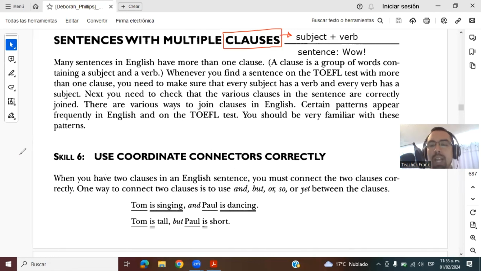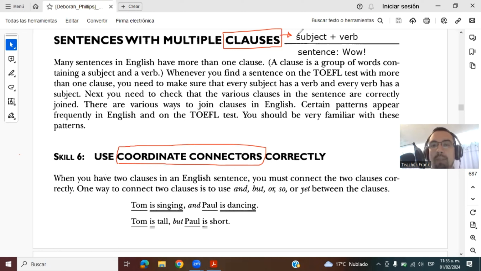So up to now, we have been working with clauses, right? Like detecting the correct subject, detecting the correct verb. So now we have that identified. We know the subject, we know the verb, and now we're going to be looking at coordinate connectors. Coordinate connectors are very important because they connect clauses.